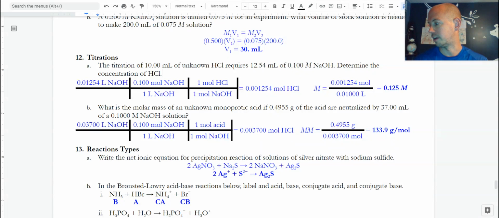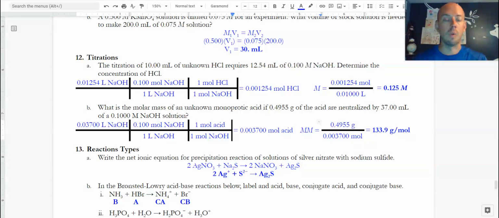In our second scenario here, rather than being a molarity to molarity, it gives us different information, but still a volume and molarity of a solution. It gives us an unknown monoprotic acid. Although we don't know what it is, mono means that there's one hydrogen on it, so it's still a 1-to-1 mole ratio. The volume times the molarity times that 1-to-1 ratio gets me the moles of, this should just be acid. And then this is a little bit different.